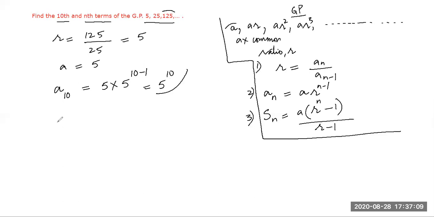And what is the nth term? What is the nth term in this case? Again, the same expression: A into r raised to power n minus 1. Always write the formula first. So that is equal to, what is A? 5 into, what is r, 5 raised to power n minus 1. That's all. Let's go to the second sum.